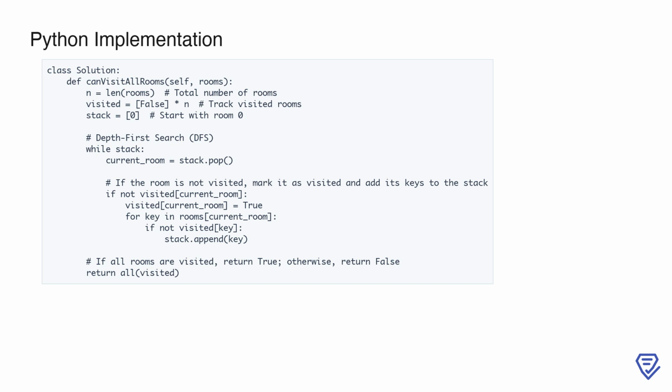Initially, all elements in the visited list are set to false. We also use a stack, initialized with room 0, to perform the DFS. The while loop continues as long as there are rooms in the stack to explore.